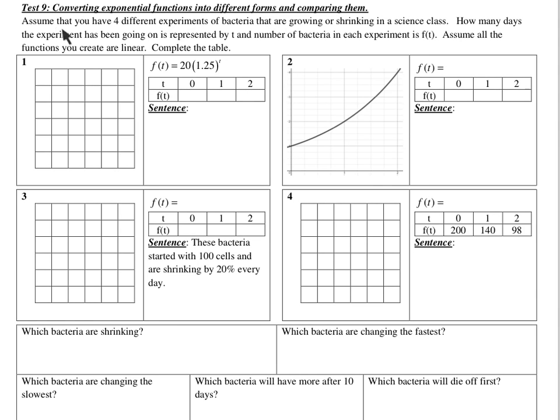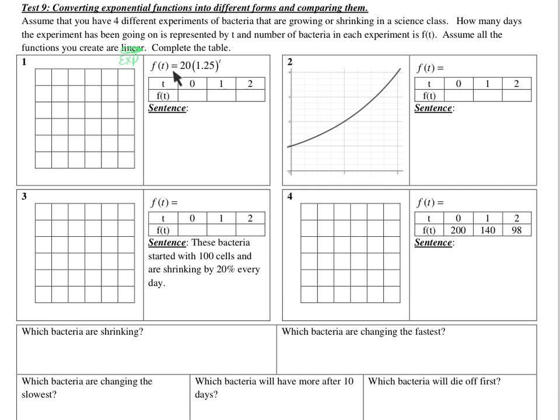In this problem, assume there are 4 different experiments of bacteria that are growing and shrinking in a science class. So there's 4 different ones. You have 1, 2, 3, 4. How many days the experiment is going on is t, and the number of bacteria in the experiment is f of t. Assume they're all linear. That's a mistake. That should be exponential, just so you know.